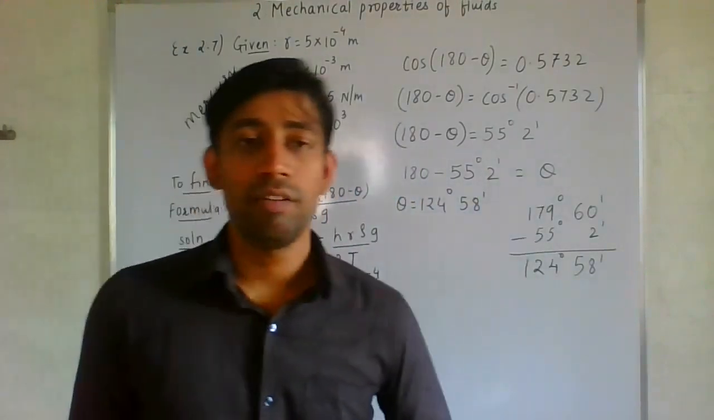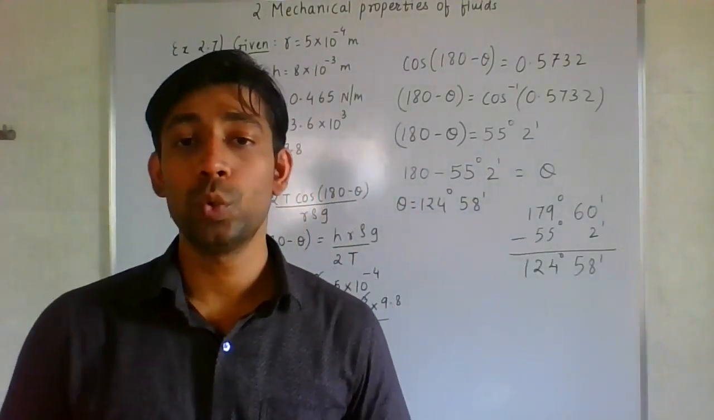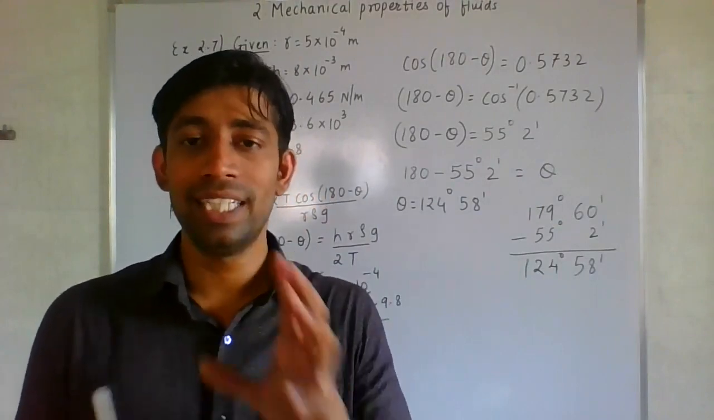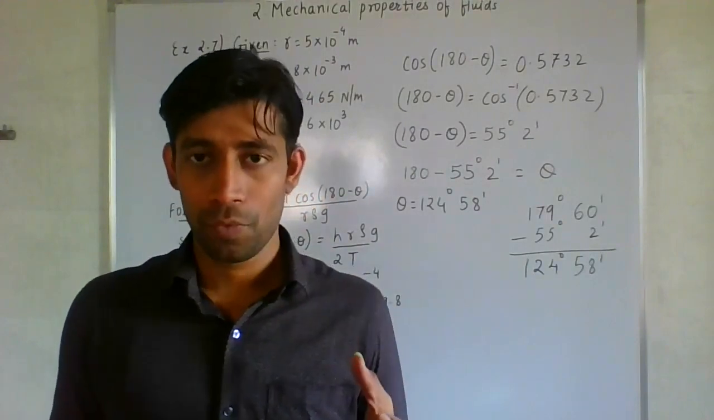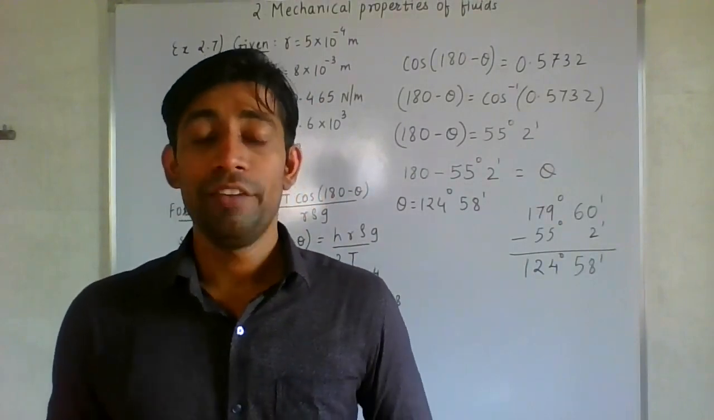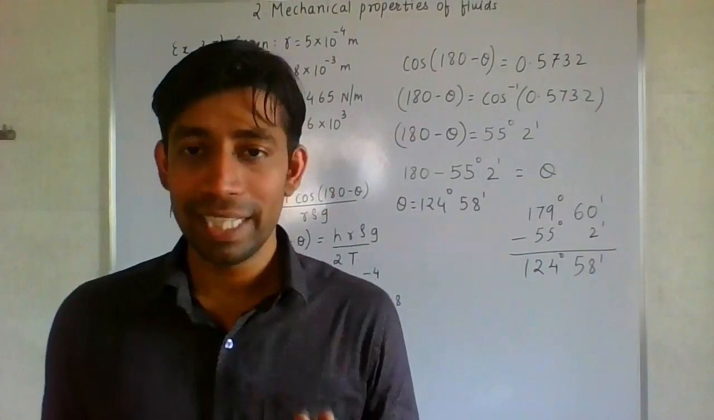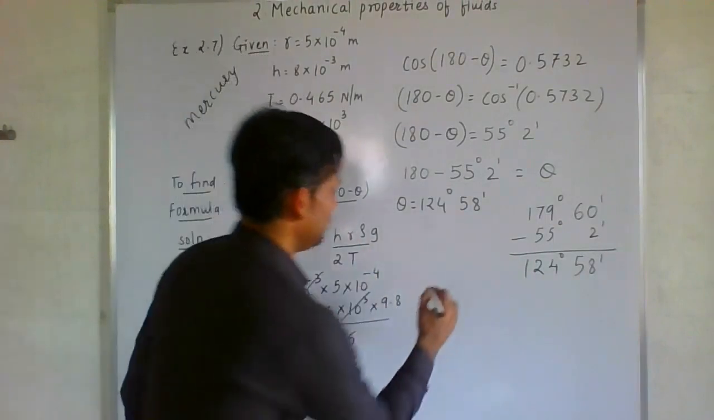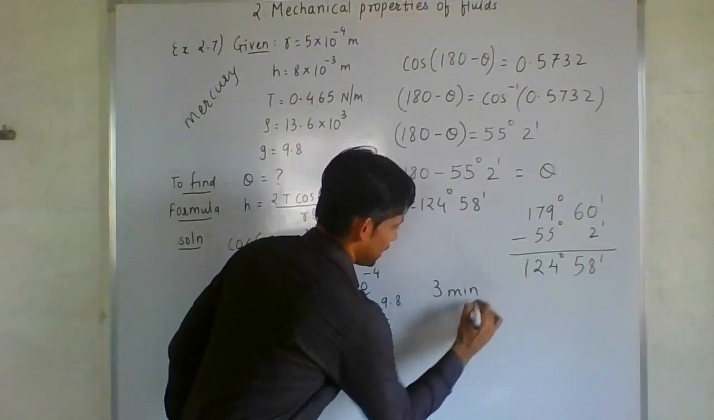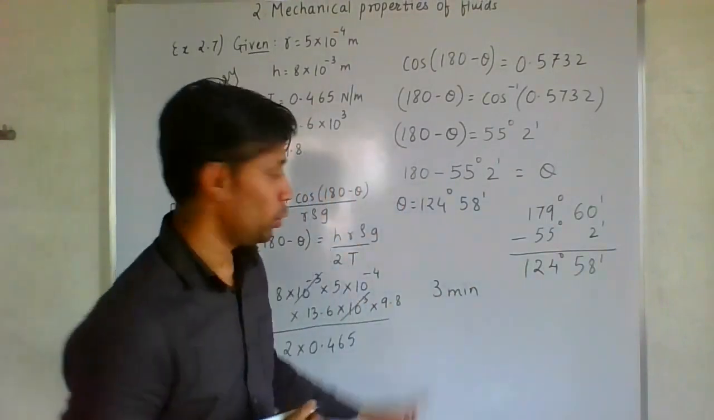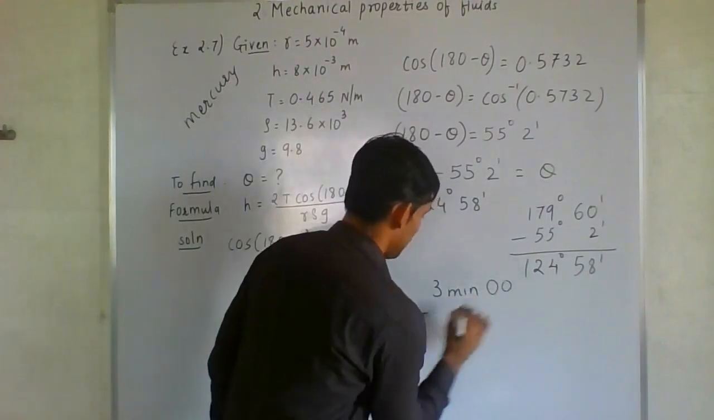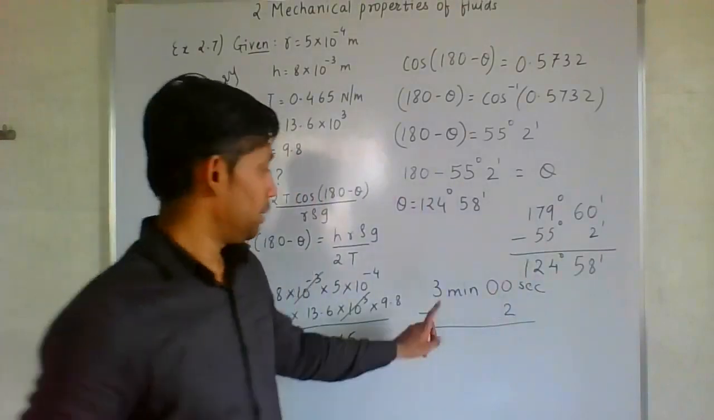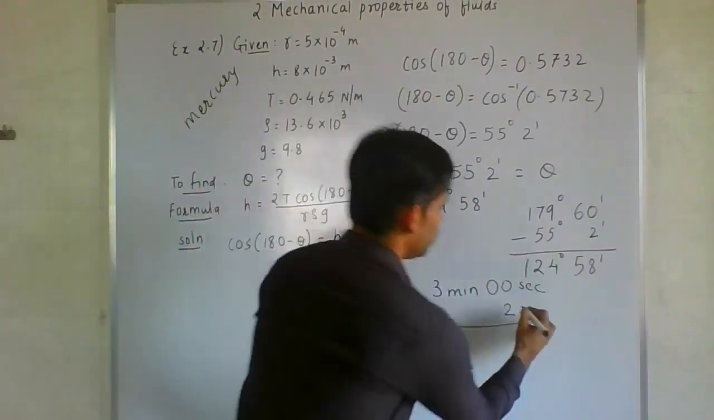This answer will match with your textbook. Now, many students must be thinking why this has been done. I'll give you a simple example. It is like our time clock. In case of time, if I ask you from 3 minutes, you are supposed to subtract 2 seconds. So what will you do? 3 minutes 0 seconds minus 2 seconds. Correct or not?